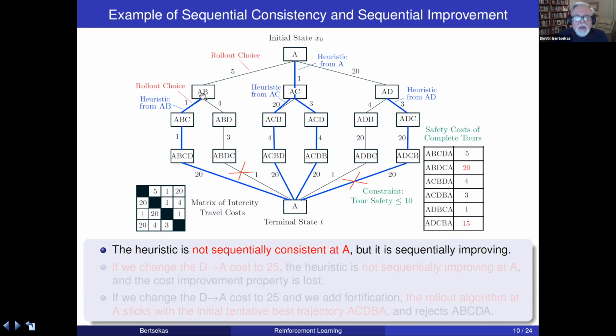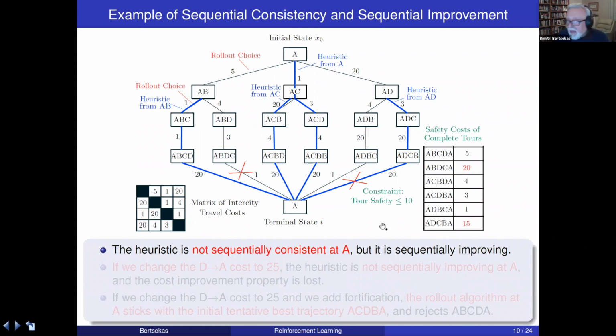At AB, it can find this trajectory. At A, it can find this trajectory. At AC, it can find this trajectory and that trajectory also. And at AD, it can find this trajectory, but not this one. This one doesn't qualify. So the feasibility requirement for sequential improvement is satisfied.